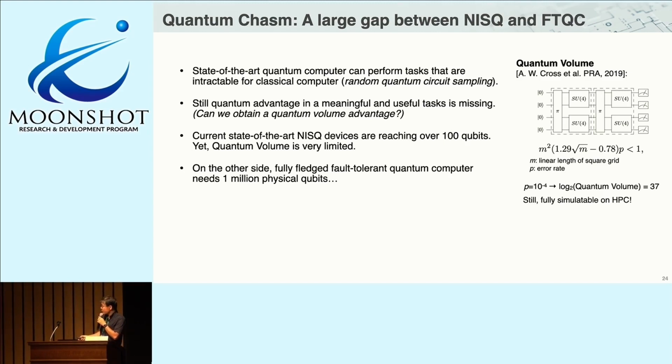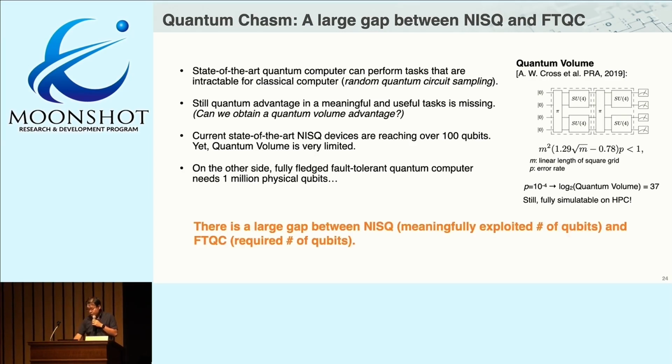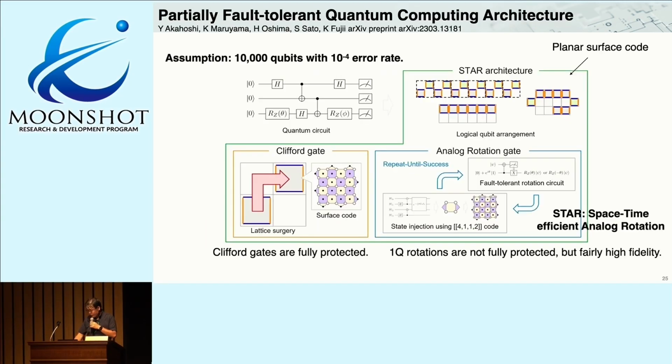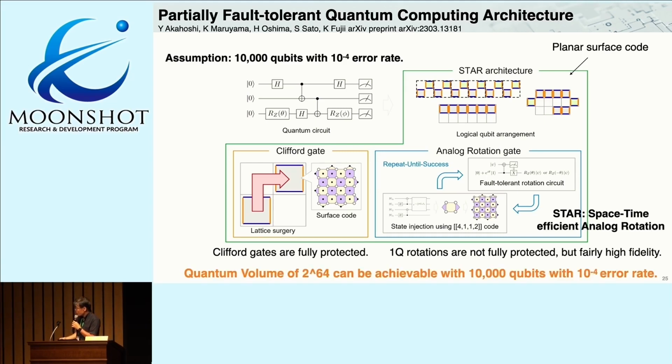On the other hand, as we saw, the fully fledged quantum computer requires 1 million qubits. So in this sense, there is a large gap between the NISQ, meaningfully employed number of qubits, and the FTQC required number of qubits. To close this gap, we recently reported a partially fault-tolerant quantum computing architecture. Because time is limited, I will briefly explain. The assumption is 10,000 qubits, and the error rate is 10 to the minus 4. Our idea here is that we skip magic state distillation for non-Clifford gate operation, but we carefully inject some special states for the non-Clifford gate operation. So that we can achieve the quantum volume of 2 to the 64 with 10,000 qubits and 10 to the minus 4 error rate. So this can be the intermediate milestone between the NISQ and FTQC.